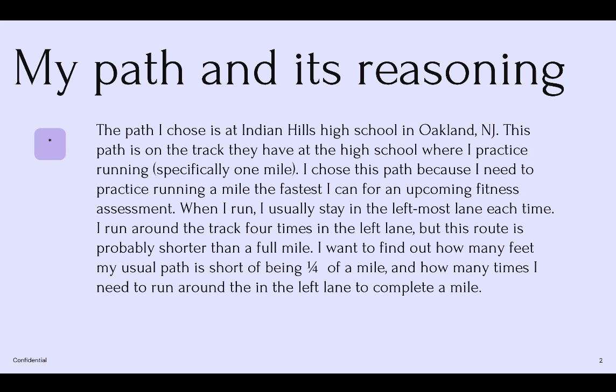But when I run this mile, I usually stay in the leftmost lane each time. I run around the track 4 times in the left lane, but this route is probably shorter than a full mile. Therefore, I want to find out how many feet my usual path is short of being 1/4 of a mile and how many times I actually need to run around in the leftmost lane to complete a mile.